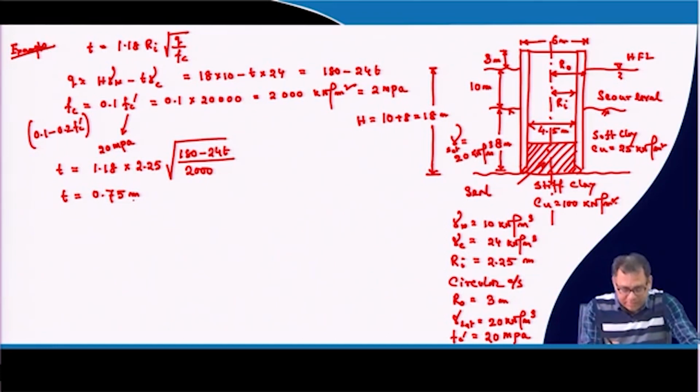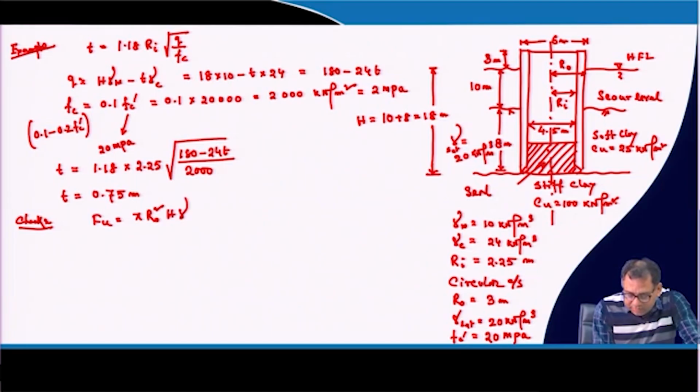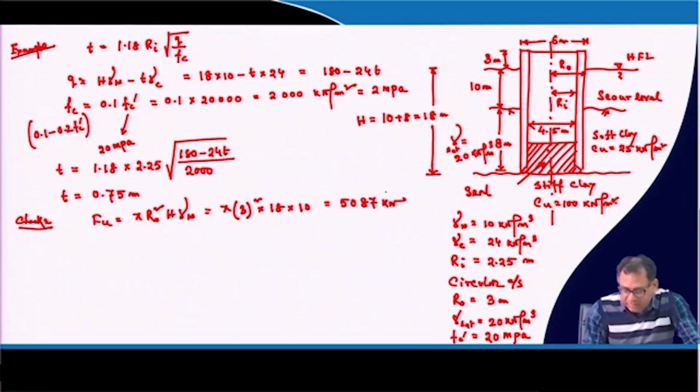Let us see whether that thickness is sufficient or not, and we have to check that by two checks. First check we will do for the buoyancy, and we know that Fu is pi r outside square into h gamma w. This is pi, outside radius is 3 meter squared, into 18 into 10, which is 5087 kilonewton. That is the amount of buoyancy force which is acting.